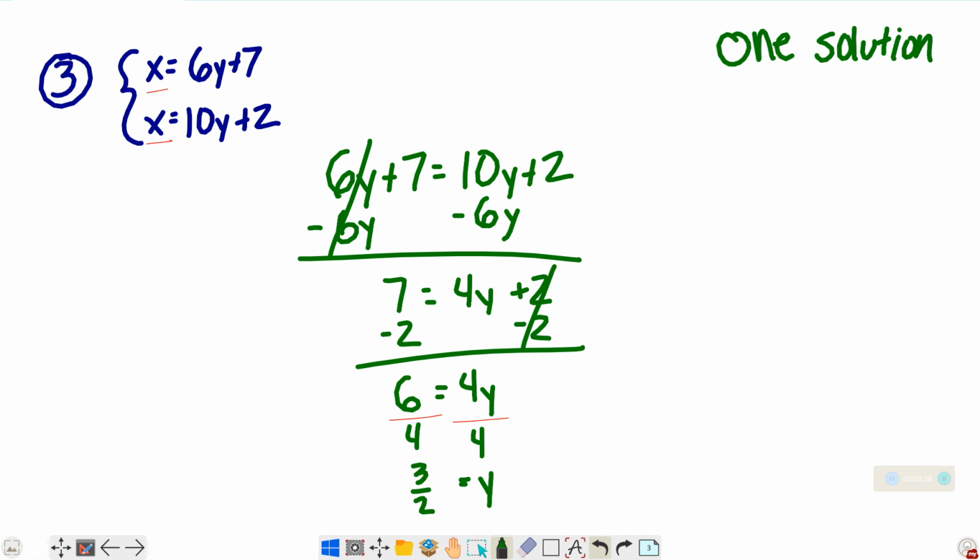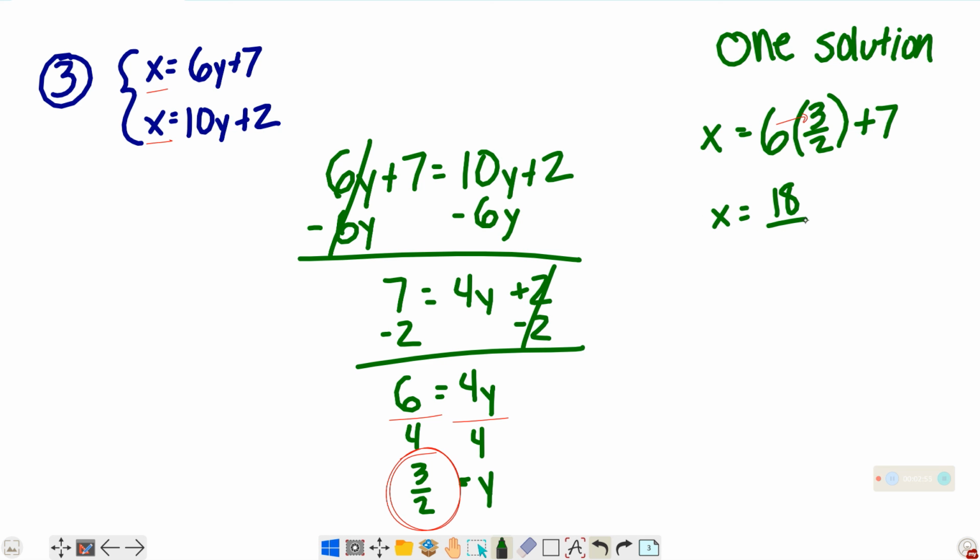Then we need to plug it back in. I would choose one of those original equations. I'm going to use the top one, but if you use the bottom one, it should come out the same. So wherever I see a y, I replace it with 3 over 2. All right, and then multiply. 6 times 3 is 18. And 18 over 2 can be changed into a 9. And 9 plus 7 makes 16.